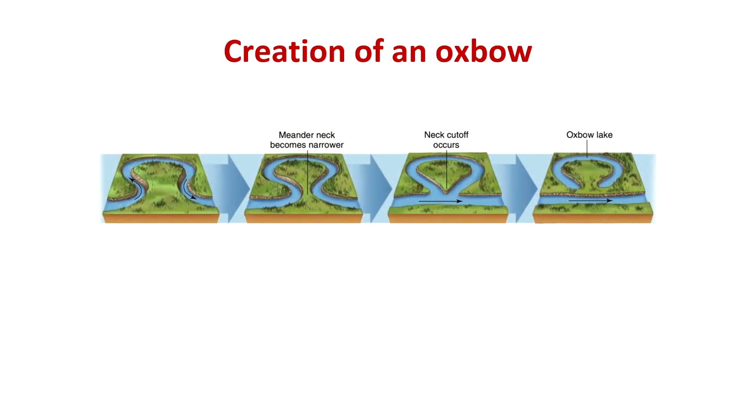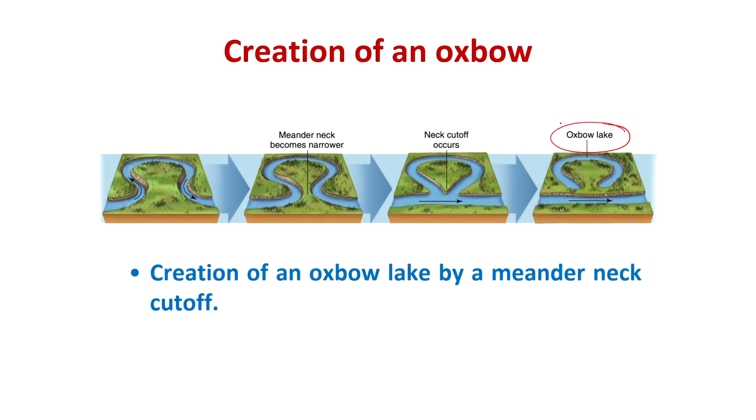So this is one example of the creation of the oxbow lake. What is the process? This diagram explains the complete process of the meander. Slowly the meander becomes neck to neck and narrower, and then finally it gets cut off from the bank, and based on that shape we call this an oxbow lake as well.